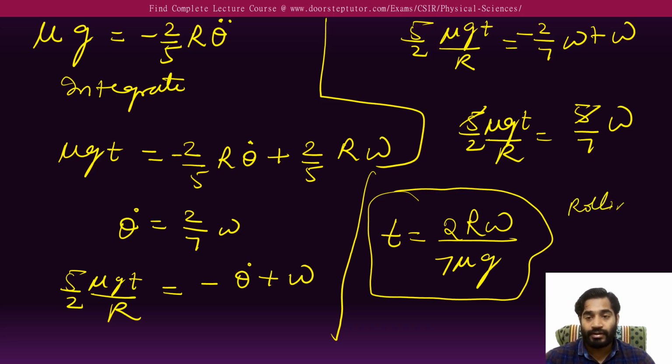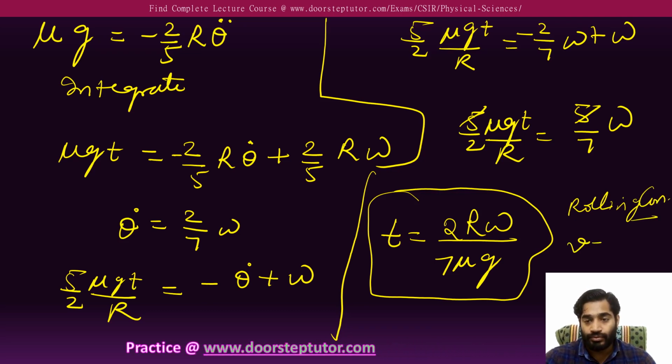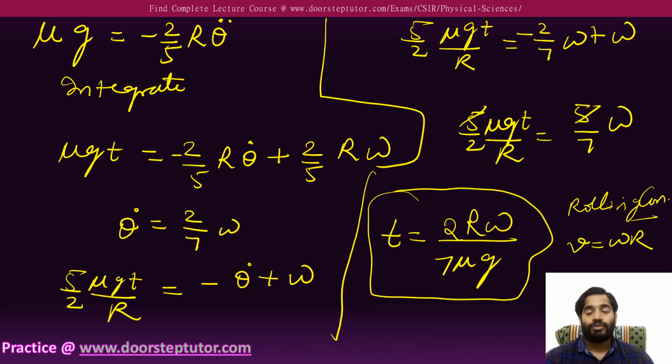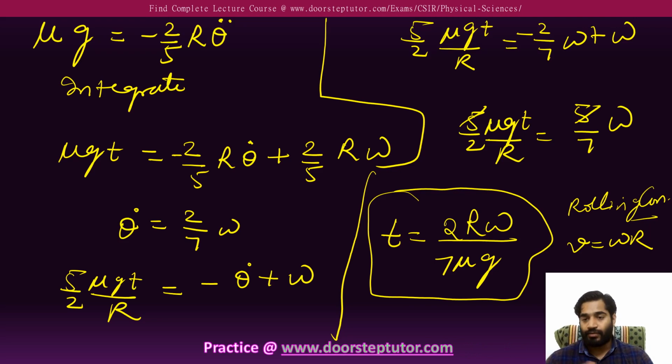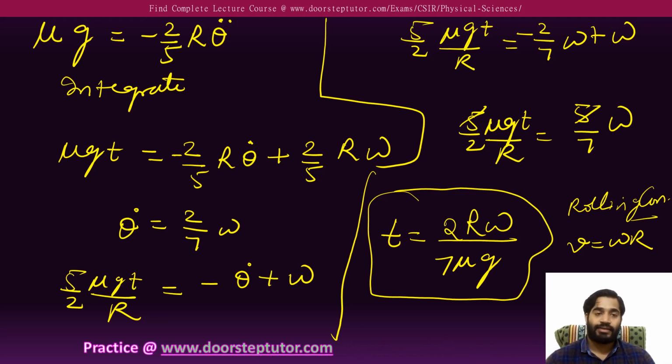The rolling condition was v equals omega r, or x dot equals r theta dot. I applied this condition to get the time and also the angular velocity with which the sphere rolled. This is the question we have done, and we will see one or two more questions in the next lecture also. Thank you.